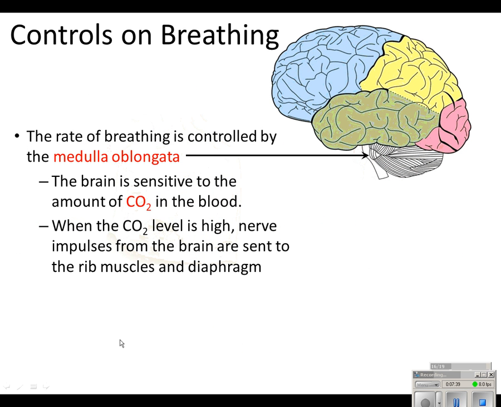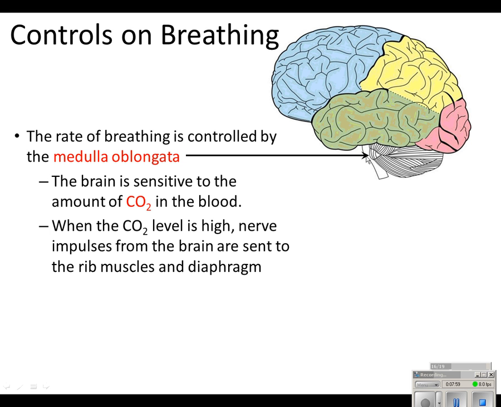So what controls breathing? Well, you should be saying that it's an unconscious event. It's involuntary. We're not telling ourselves when to breathe. And the medulla oblongata at the base of the brain is the control area for breathing.